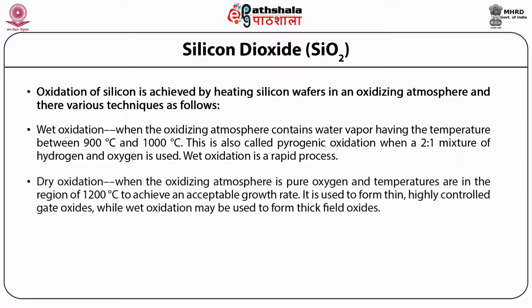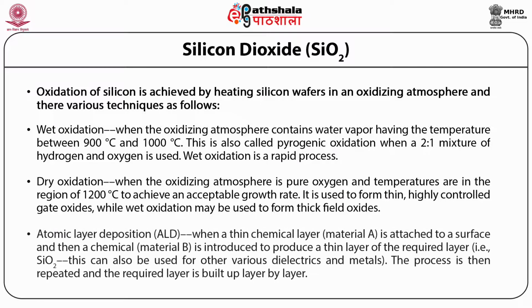Second is dry oxidation. When the oxidizing atmosphere is pure oxygen and temperatures are in the range of 1200 degrees Celsius to achieve an acceptable growth rate, it is used to form thin, highly controlled gate oxides, while wet oxidation may be used to form thick field oxides.